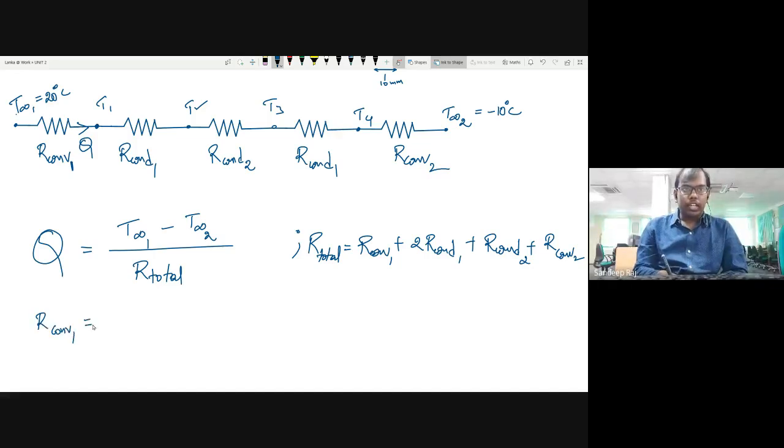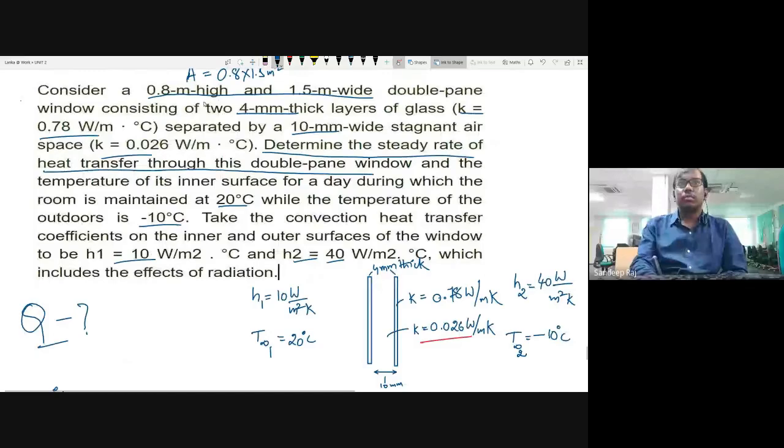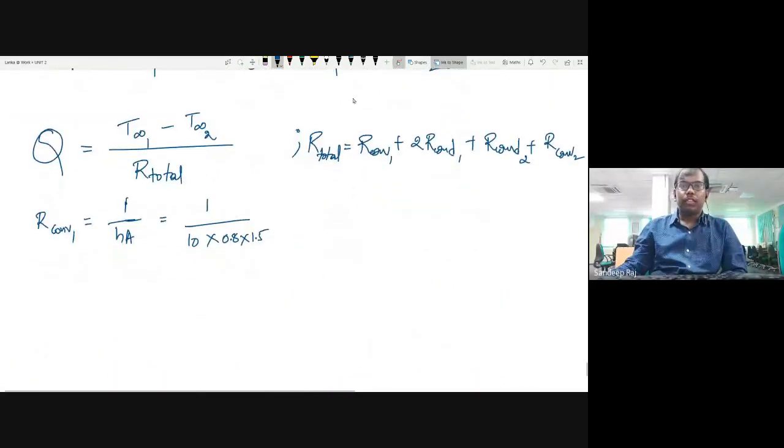R convection 1. The convection formula for resistance is 1 by hA, and this is equal to 1 by h on side 1, which is given as 10 watt per meter square Kelvin, and the area is 0.8 into 1.5. This value is given at the top of the question: 0.8 meter high into 1.5 meter wide. That will contribute to the area. So that's your R convection 1.